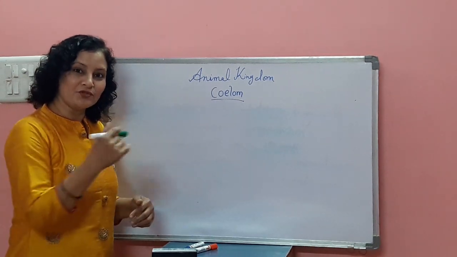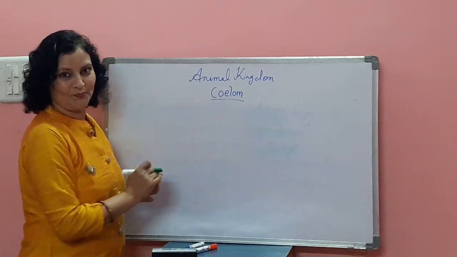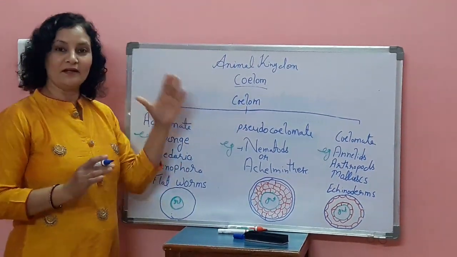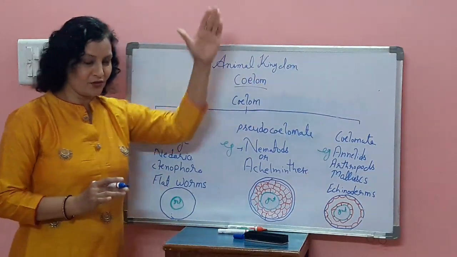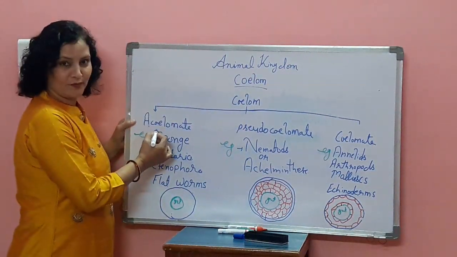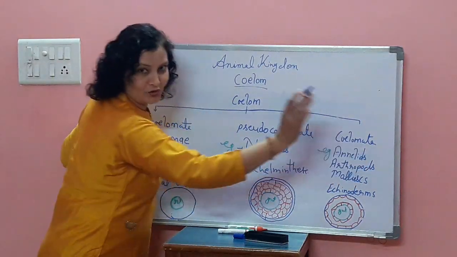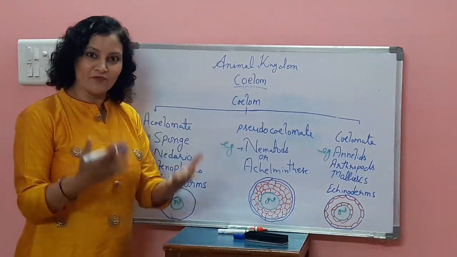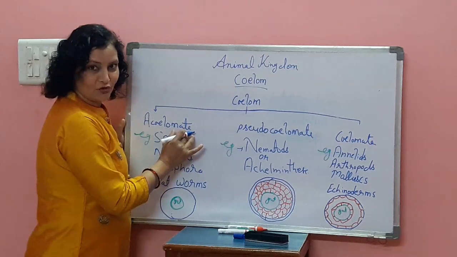Now we have reached the next step of the video: how many types of coelom. On the basis of the coelom, animals are categorized into 3 categories. The first category is acoelomate, second pseudocoelomate and third category is coelomate. Each scientific term explains itself. So the first term is acoelomate.